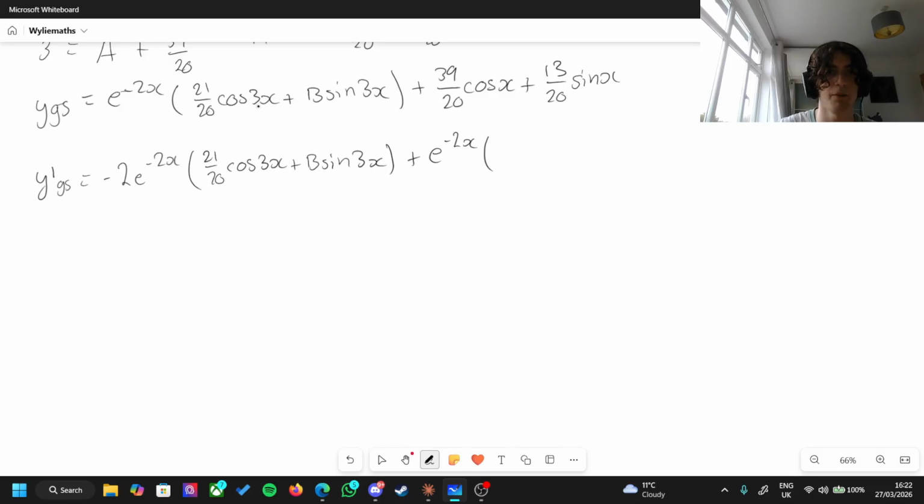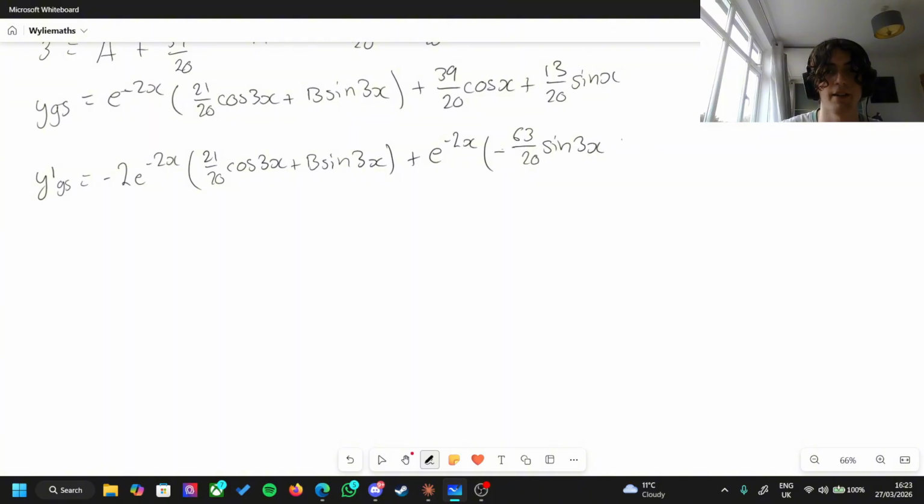To differentiate that, we pull the 3 out. Well, we multiply the differential of cos, which is minus sine, by the differential of what's in the brackets, which is 3, and then we multiply that by the coefficient. So cos differential is the minus sine, so we'll need a minus. We'll multiply our coefficient by 3, which makes this 63 over 20 sine of 3x.